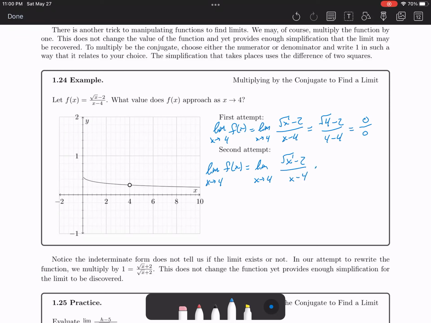Okay, so we're going to employ a trick called multiplying by the conjugate, and we're really just going to multiply by 1. I'm just going to write 1 as a fraction. As long as I have the same thing over itself, A over A, then the A's cancel, and this whole thing is just equal to 1. So without changing anything, I'm going to multiply by 1. I'm just going to write 1 as the square root of x plus 2 over itself.